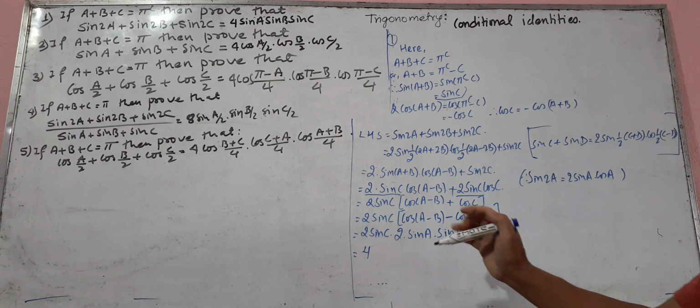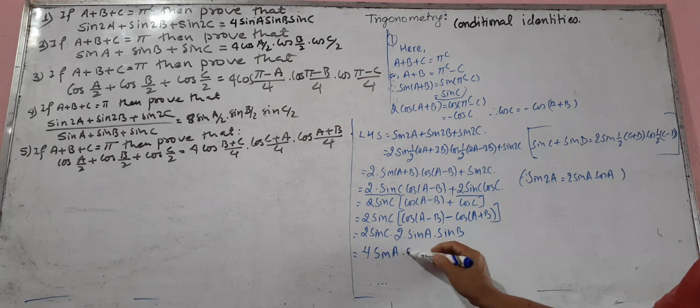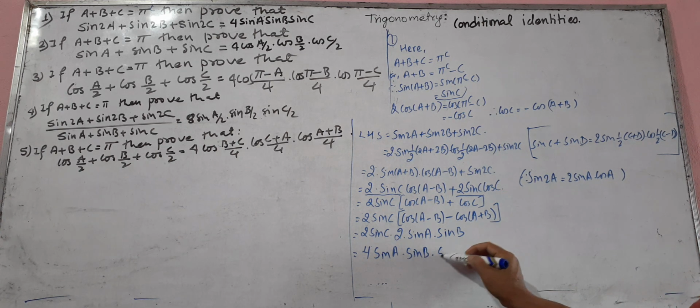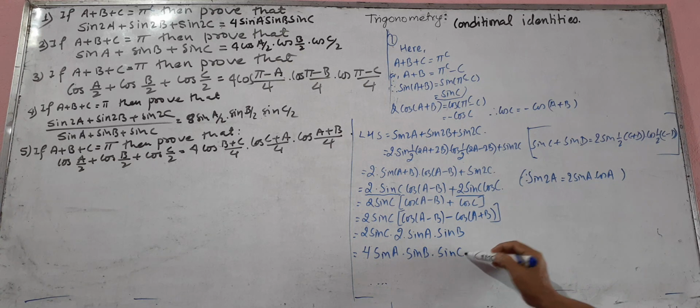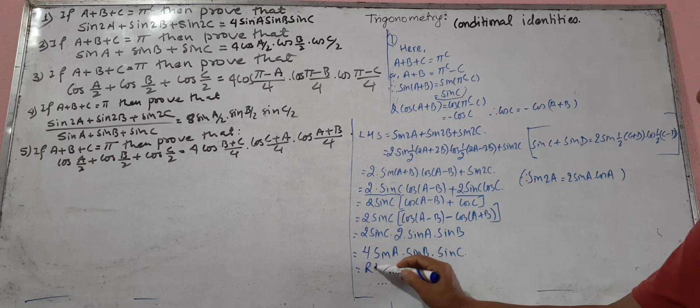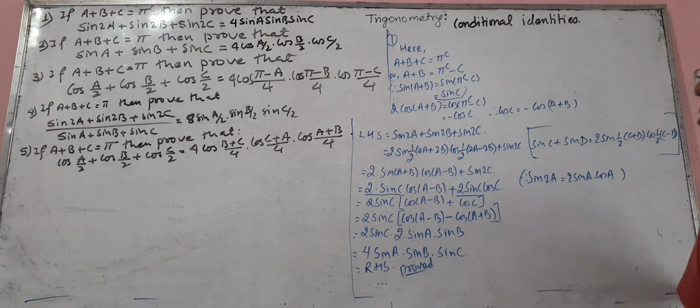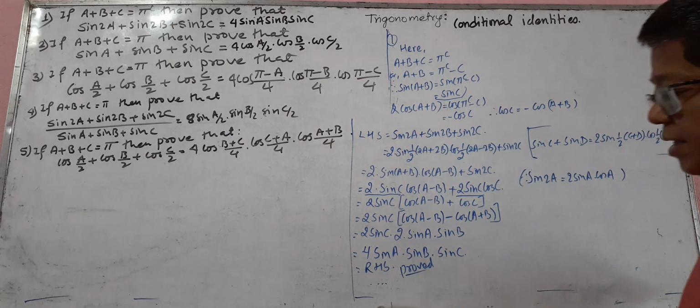Now we write in the order of a, b, c: sine of angle a, sine of angle b, and sine of angle c. So 4 sine a sine b sine c. This is the right hand side, proved. In this way, we proved the first problem. Remember this one. Now we prove the next.